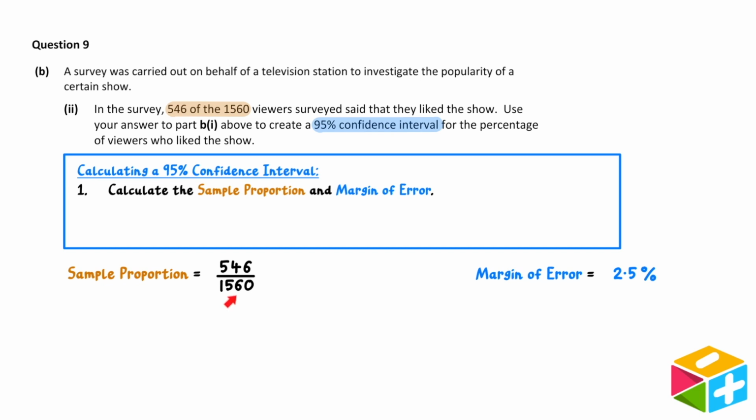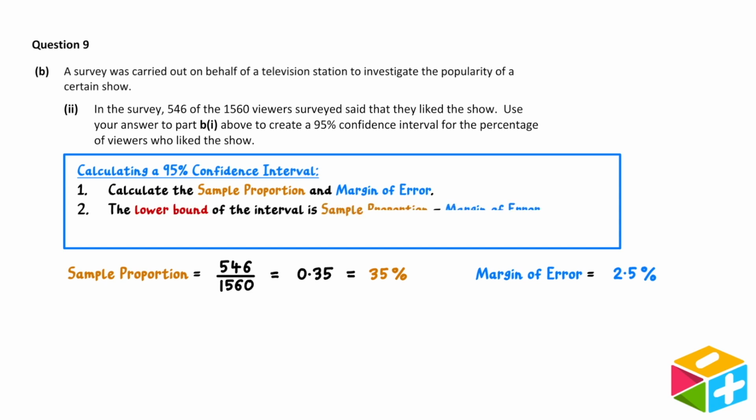It's a bit awkward having the sample proportion in fractional form and the margin of error in percentage form. So let's convert the sample proportion into a percentage. Using our calculator, we can rewrite 546 over 1560 as 0.35. To convert from a decimal to a percentage, we multiply by 100. So this becomes 35%. We are now ready to start calculating the bounds for our interval.